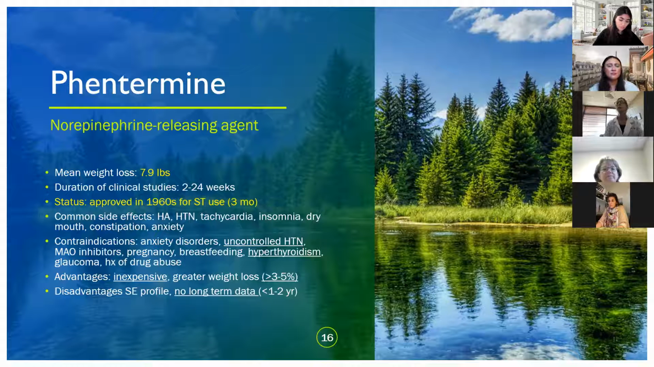So phentermine, it's a norepinephrine releasing agent. The mean weight loss is about 8 pounds. The studies have been anywhere from 2 to 24 weeks. These are drugs that were approved in the 1960s for just short-term use. The things you have to worry about with phentermine would be uncontrolled hypertension, hyperthyroid, anxiety disorders. They're pretty inexpensive, but the disadvantage is there's not a lot of long-term data.